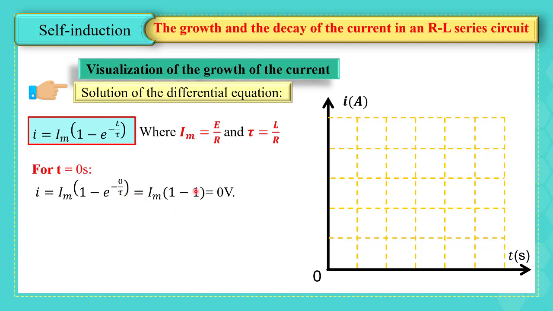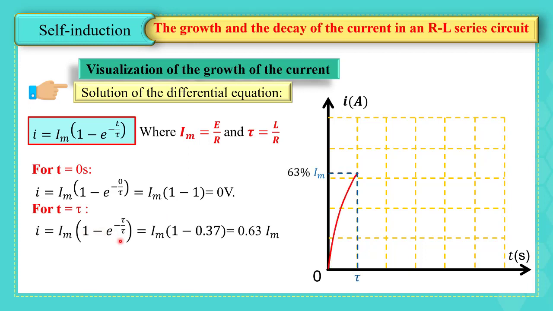As we know, e to the power 0 is 1, so I maximum into 1 minus 1 will be equal to 0. So at t equals 0, the current was equal to 0. Now, for t equal tau, we will have I equal I maximum, 1 minus exponential minus tau over tau, so it will be e to the power minus 1, which is equal to 0.37. So I equal I maximum 1 minus 0.37, equal to 0.63 I maximum. So for t equal tau, the value of the current reaches 63% of its maximum value I maximum.